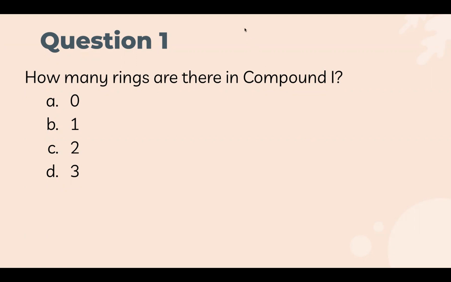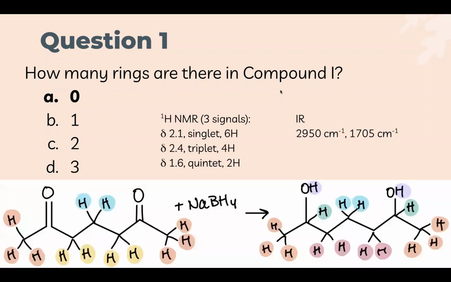Yeah, so it was a little bit tricky to find the structure for compound 1, especially with the time limit. So let's go through it together. The passage states that the compound has 2 degrees of unsaturation, meaning that it could have 2 double bonds, 2 rings, or a double bond and a ring. The IR data says that there is a peak at 1705 centimeters, meaning that there has to be at least one carbonyl group in the structure.